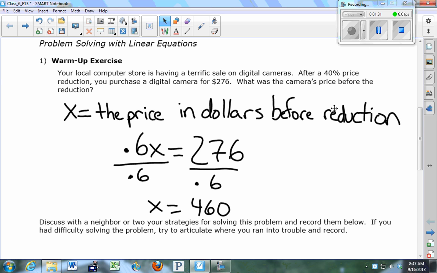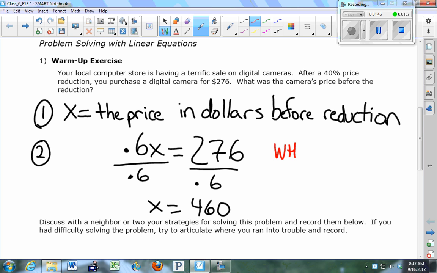Okay, that's step one. Sometimes you'll have more than one variable expression. You might even have more than one variable. The second thing you need to establish is what I call a what equals a what. If you can't establish what equals a what, then you can't establish an equation to solve. So Liza then said, $276 represents what? That represents the reduced price. How do you get the reduced price? You take 40% off of your original price.